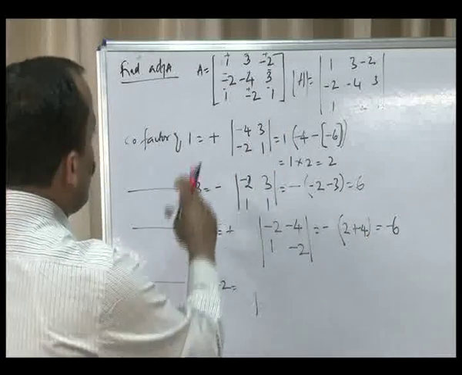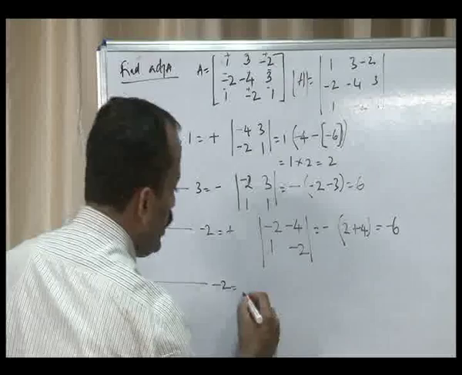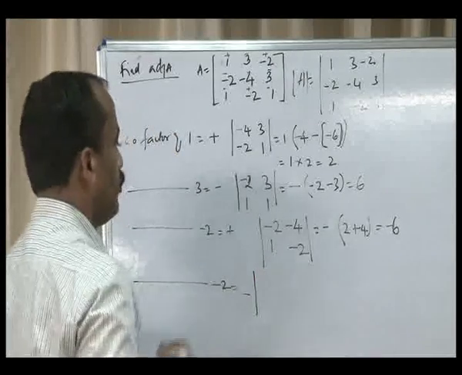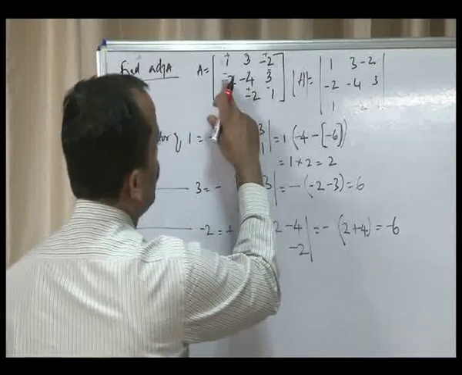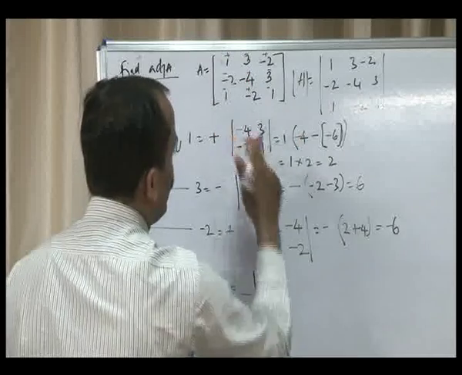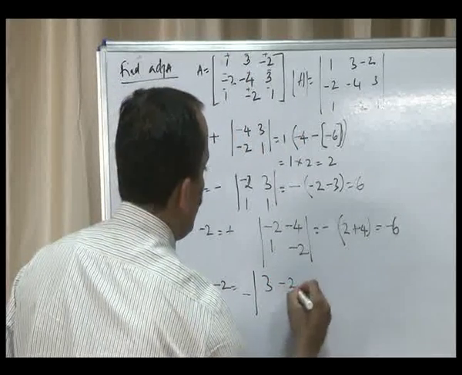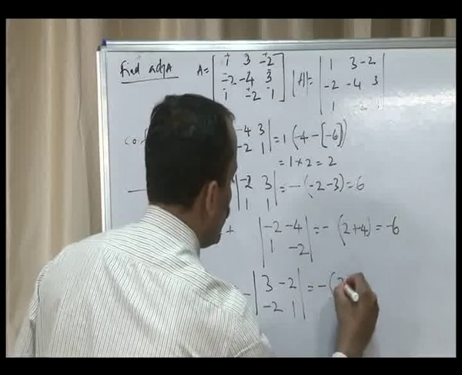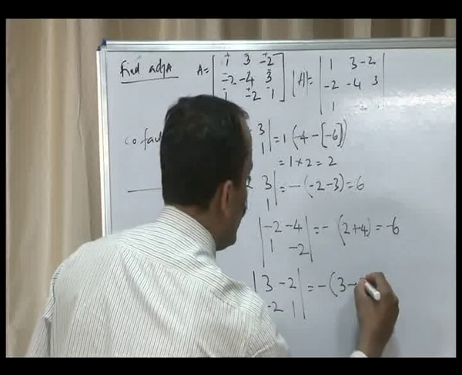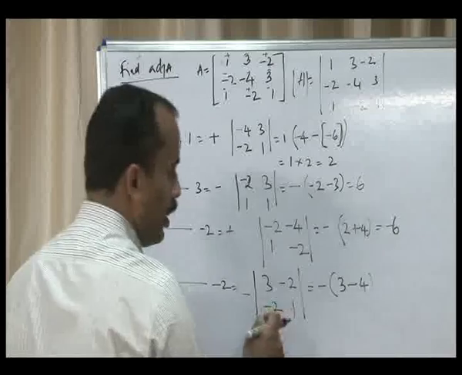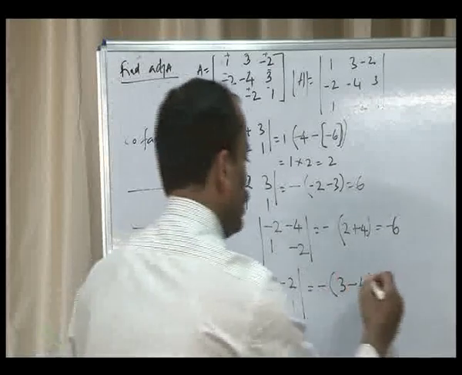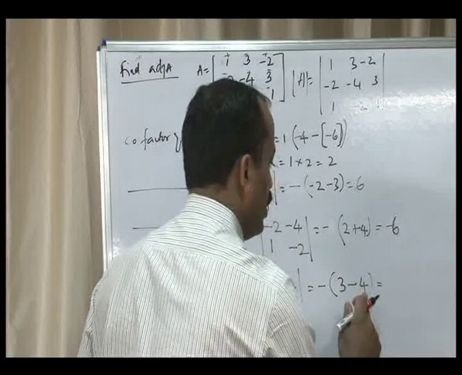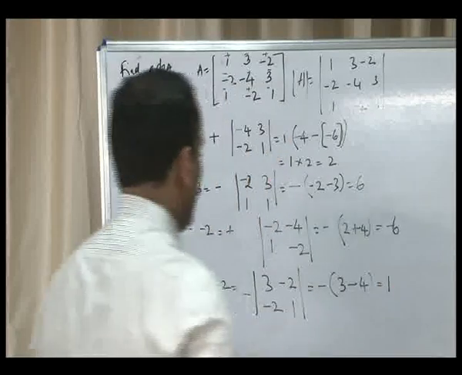Next, cofactor of minus 2 is equal to minus into. See, this belongs to the second row and first column. The rest of the elements are 3, minus 2, 1, that is equal to minus of 3 plus 3 minus 4. So, minus 2 into minus 2 is plus 4, that is 3 minus 1, which is minus 1, minus 1 into minus is plus 1.